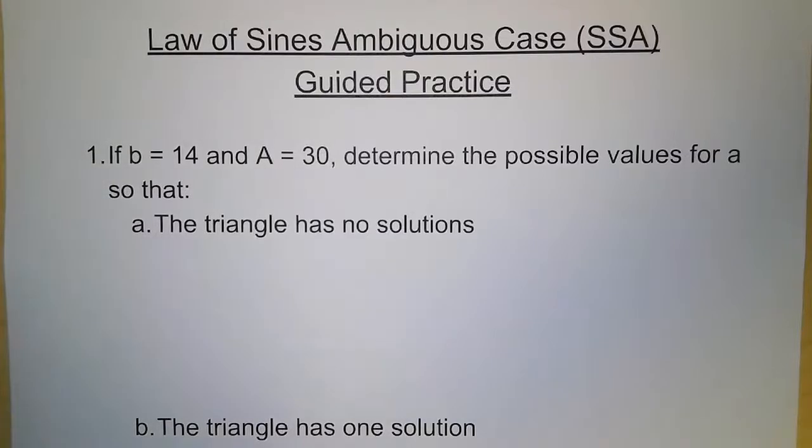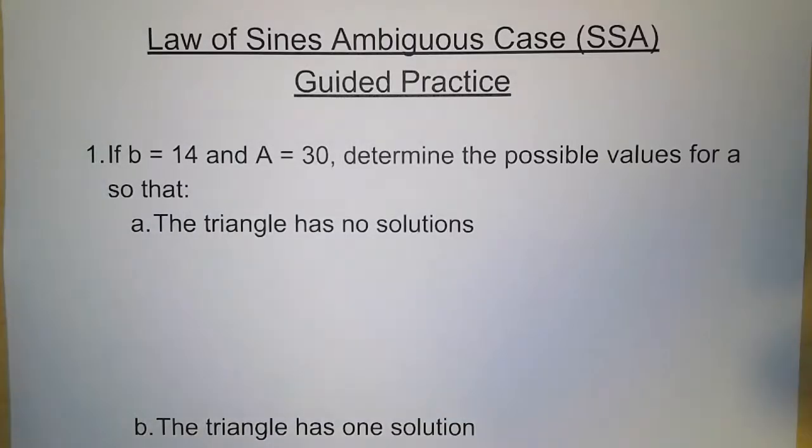Hey everybody, in this video we're going to be looking at the law of sines ambiguous case. Specifically, we're going to be looking at what conditions must be present for there to be no triangles, or one triangle, or two triangles. So if you want to follow along, links to the companion worksheet are in the description below.